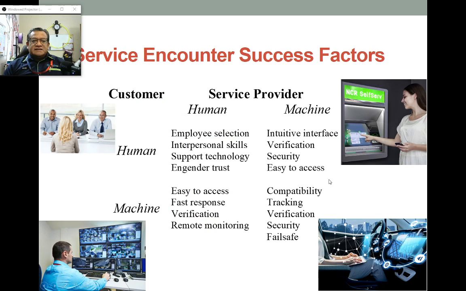So let's have a look at the success factors of the service encounter. What makes a service encounter successful, or delightful and happy, for the customer? In this Y column, you have human and machine, which is the customer column. And in the X column, you have the service provider, which is also human and machine. So this is the first quadrant, second quadrant, third quadrant, and fourth quadrant. Let's take a look at how the service encounter can be successfully delivered.